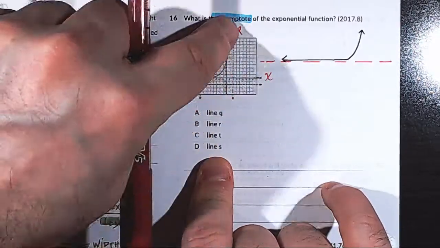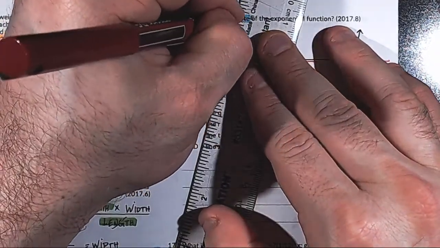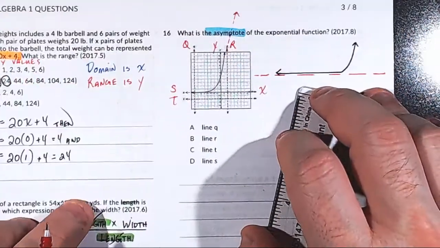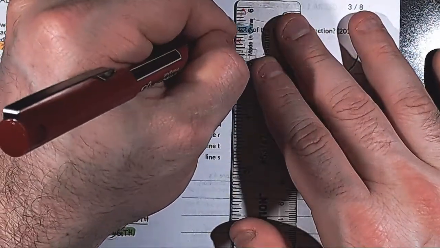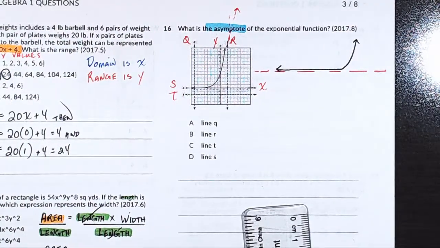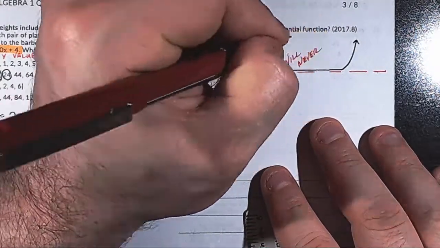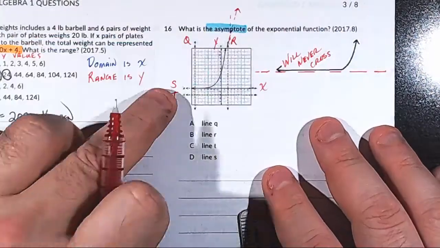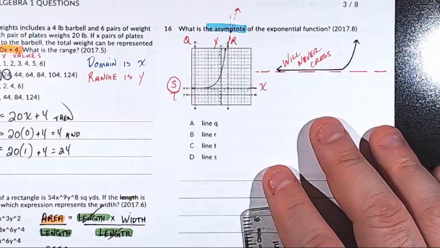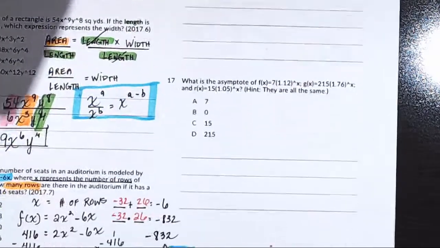It's not R, that's the one most people think, but if you are to plot out the curve, eventually that curve will cross that R line, which isn't really anything. So because it will eventually cross, it's not an asymptote. The definition of an asymptote is a line which the function will never cross. So it will never cross here, and the only place it'll never cross is at line S. So the answer is D. Okay, that was solved a little bit quicker than number 15.